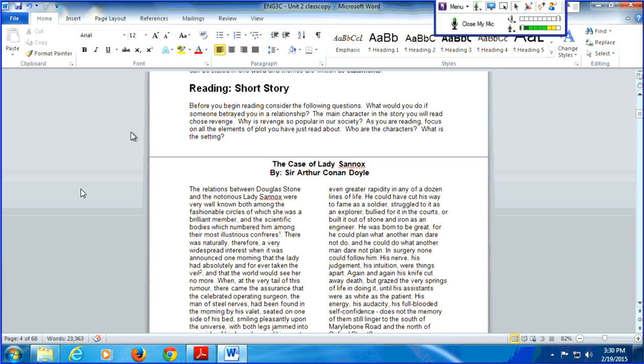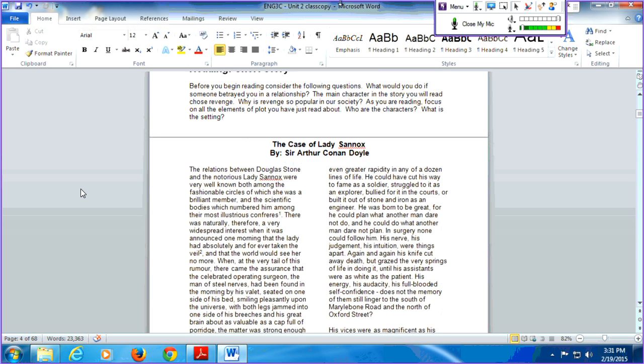So that's what you want to keep in mind as we read through this. It's called The Case of Lady Sannox. It'll probably take us about 10 or 15 minutes to read through it. It is a total of eight pages. That's one of our longer short stories we'll read. So follow along as I read.